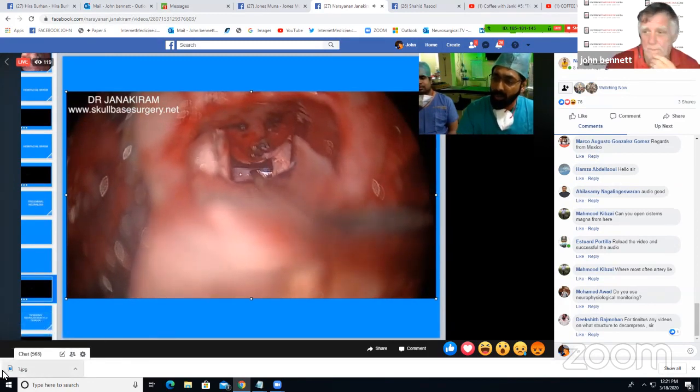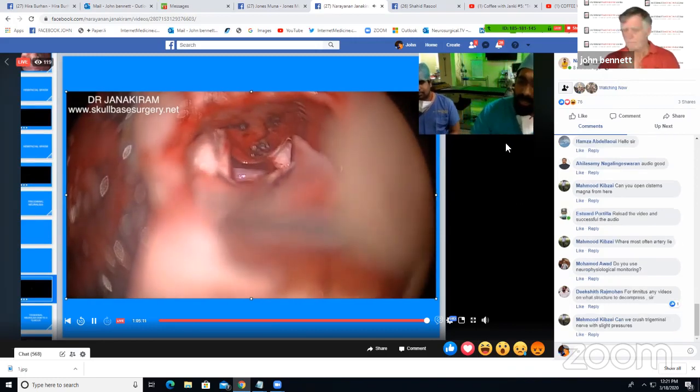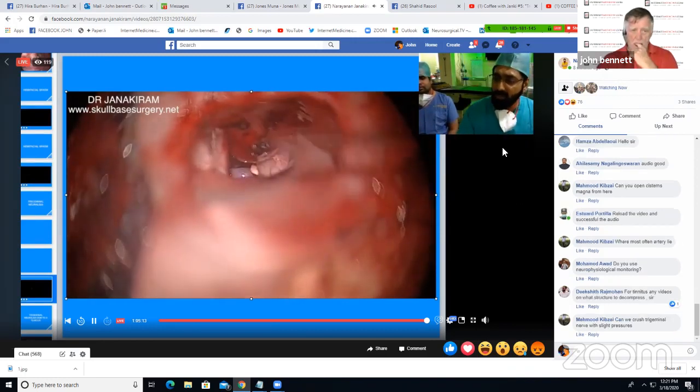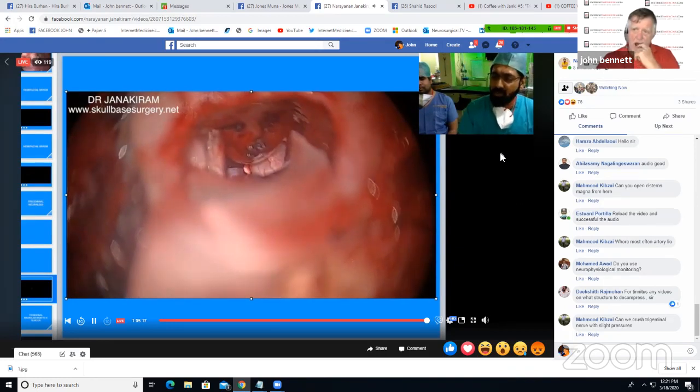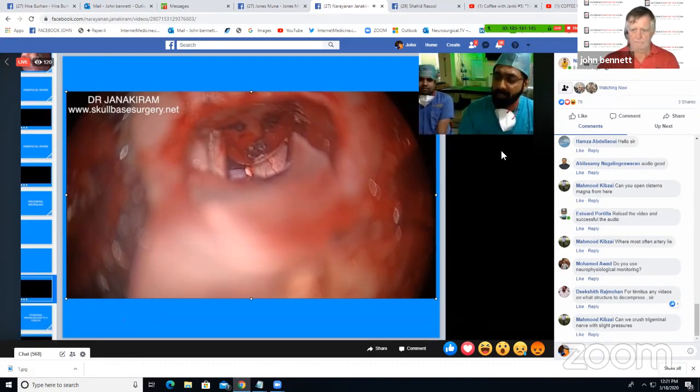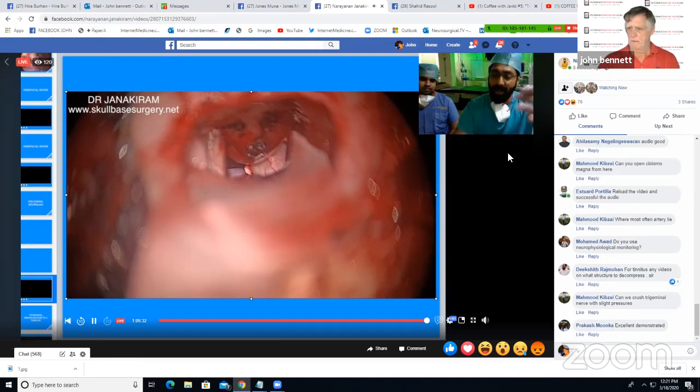We always put in an endoscope. Sometimes we use the endoscope even for doing the surgery, sometimes for visualization. Mostly at the trigeminal we use more of the microscope, and for the facial and the eighth nerve, we use the endoscope. That's usually our policy, because the fifth nerve is too anterior.